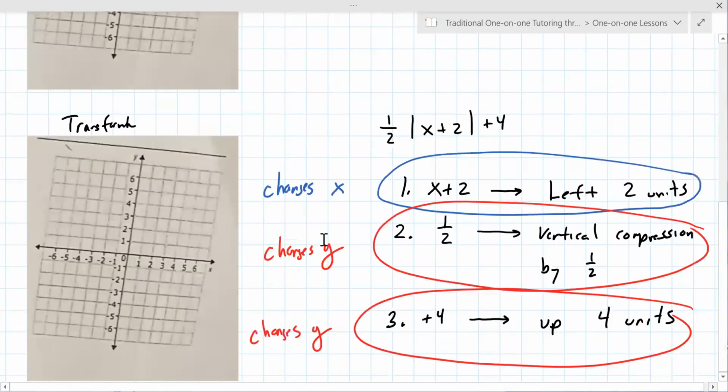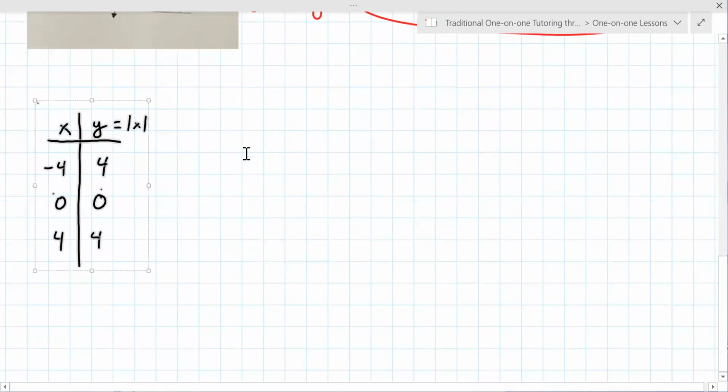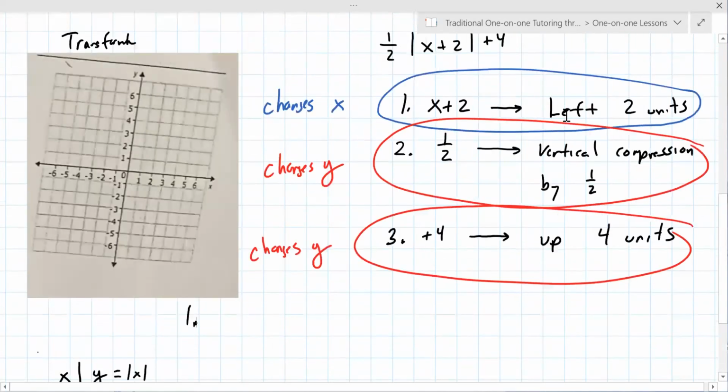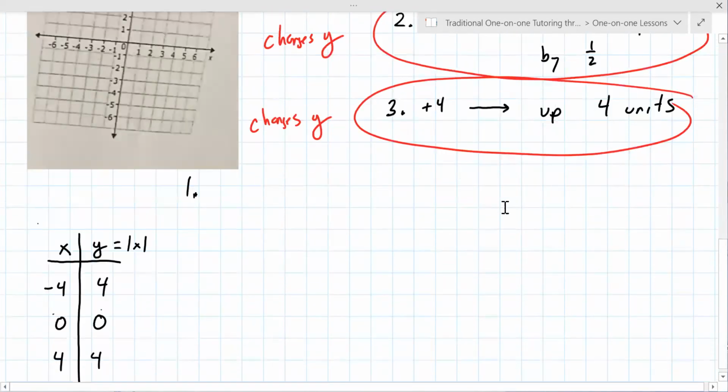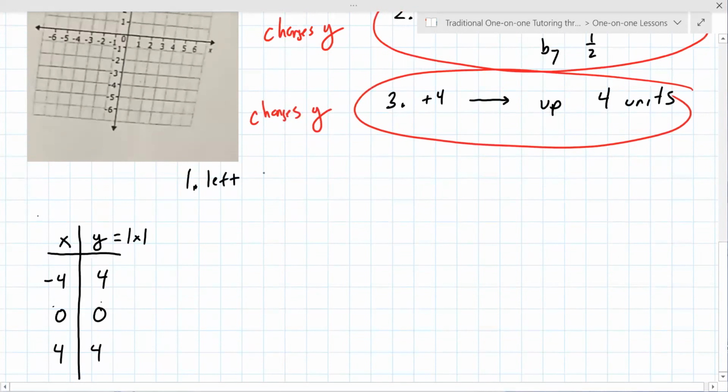Okay, so we're gonna do each of these transformations. The first transformation we wrote down up here: we're gonna go left 2 units. That affects only x. Only the x values, only this first column, is going to be affected.